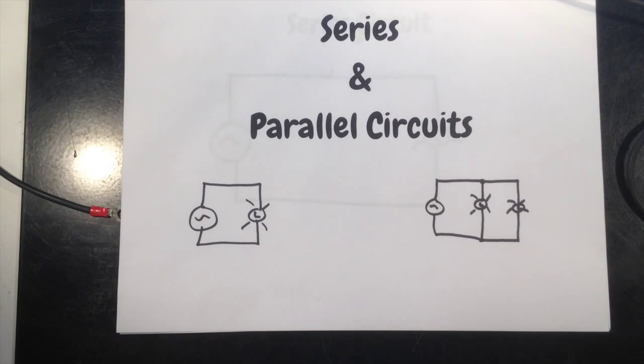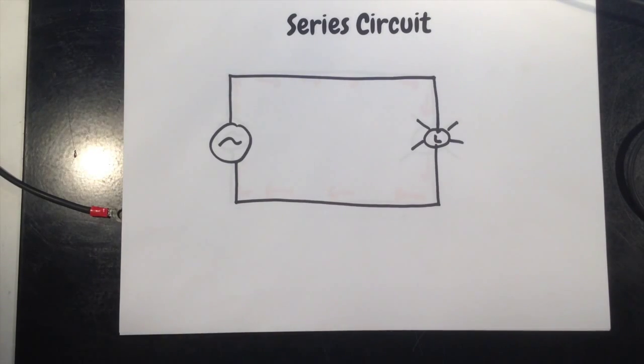This lesson is on series and parallel circuits. If you recall from previous lessons, circuit elements can be configured in either series or parallel formations. A series circuit is configured in such a way that total circuit current flows through every component wired in the circuit.